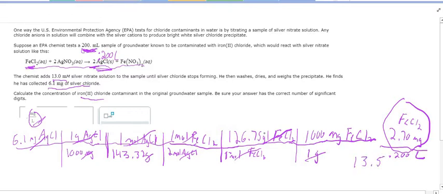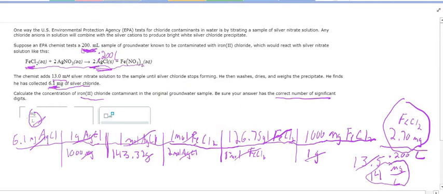When I do that, the answer comes out to be 13.5. Now it's asking for the correct number of sig figs, and there are 2 sig figs right there. That's my least one. This needs to be 2 sig figs, and so the final answer is actually 14 milligrams per liter. That is the answer that should give me the correct answer in Alex.